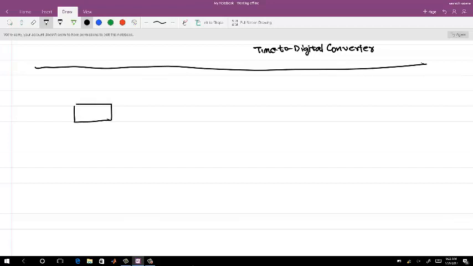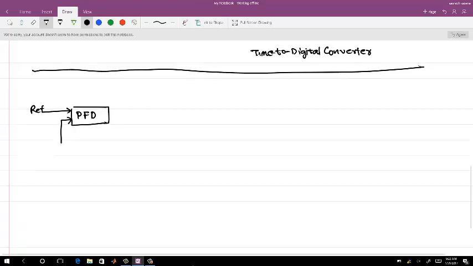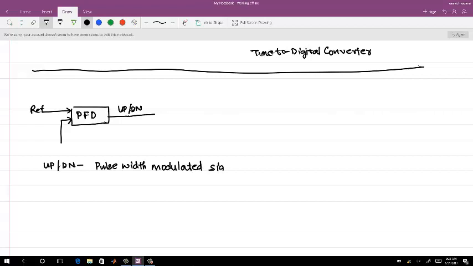I have the PFD, because this detects both the phase and frequency error. The inputs are the reference signal and the feedback signal, which I will call the reference and out signal. The outputs of the phase frequency detector are up and down signals. And actually, here the up and down signals are pulse width modulated signals. I will tell why I'm writing it in this manner.